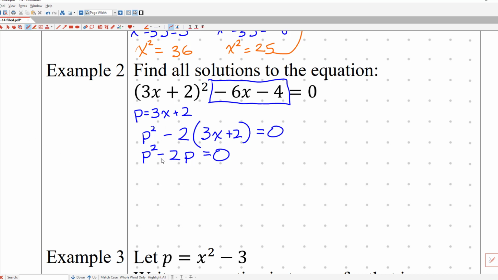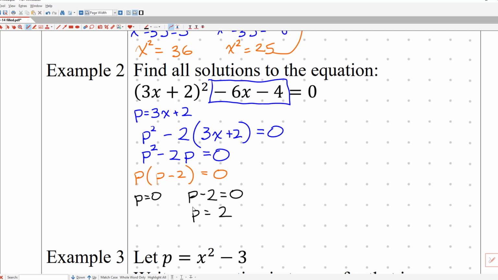So in order to solve this one, I'm going to factor again. What's the greatest common factor of p squared minus 2p? Well, I can factor out a p. So if I factor out a p times quantity of p minus 2, that's the same thing as p squared minus 2p, and that's set equal to 0. Using the zero product property, I'm going to say that this p is equal to 0, and this p minus 2 is equal to 0. And adding 2 to both sides, that means p is equal to 2.